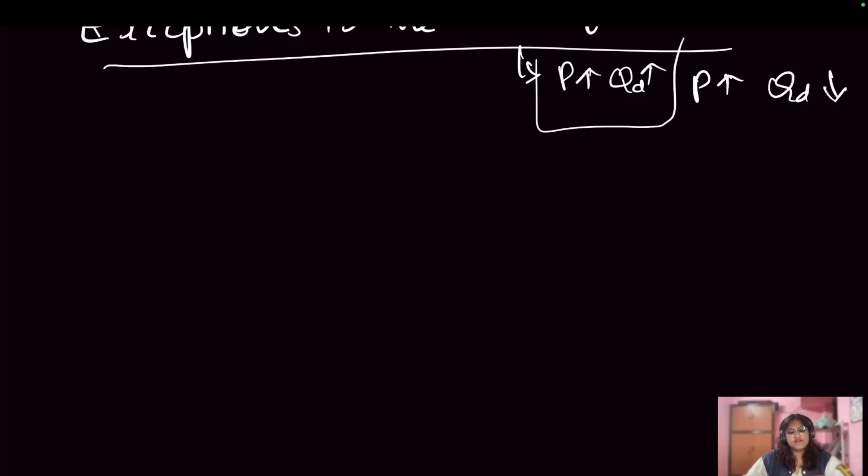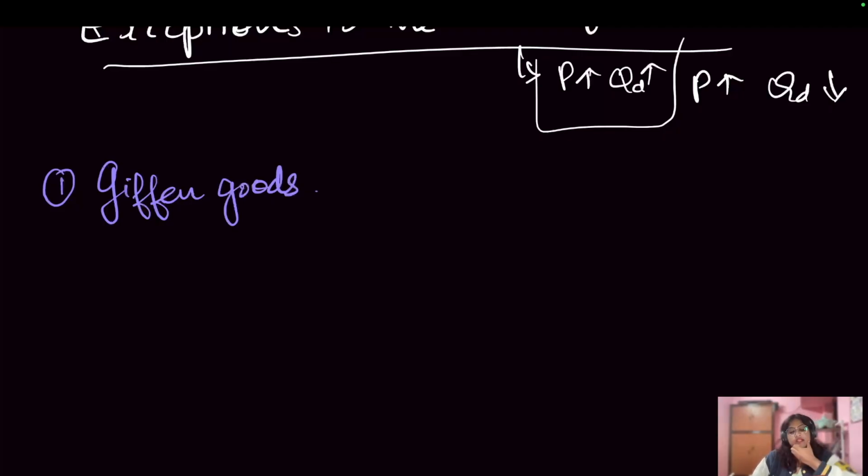So in the law of demand, what we said is, when the price goes up, quantity demanded goes down. But in exceptions, when the price goes up, quantity demanded also goes up. So what are the situations where this will happen? The first one is in the case of Giffen goods. Giffen goods are a very rare concept in economics, named after Sir Robert Giffen.